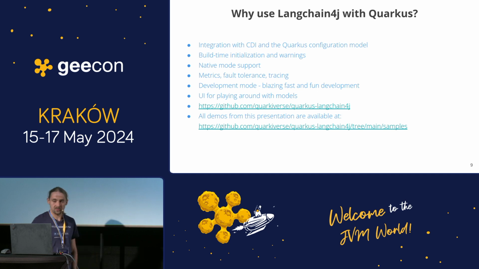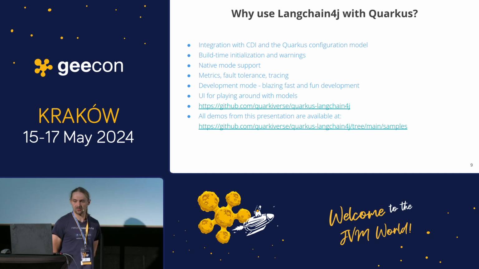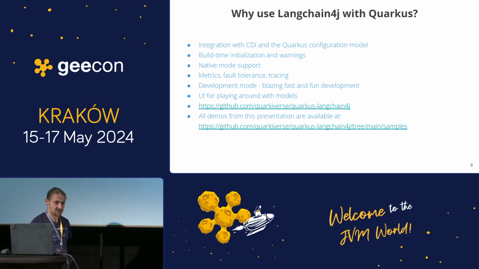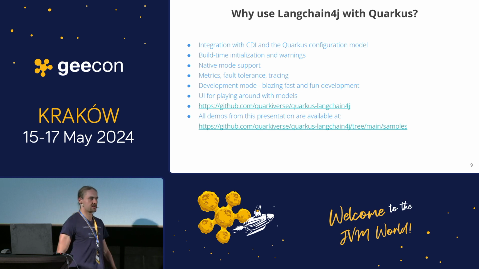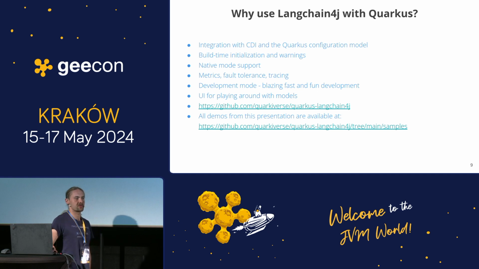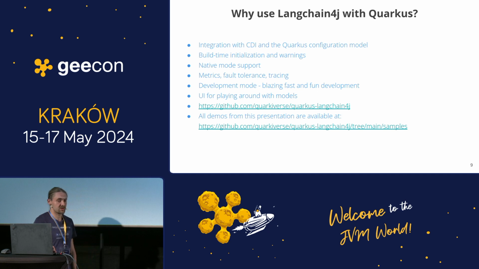So why should you use Langchain4j with Quarkus and not standalone? I already mentioned integration with CDI and our configuration model, where everything can be configured in a single properties file. You get build time initialization. I hope you're at least somewhat familiar with Quarkus and what it does at build time. You get out-of-the-box support for GraalVM native image.